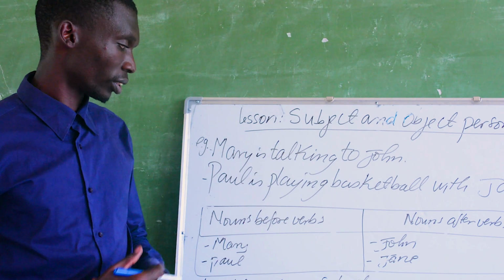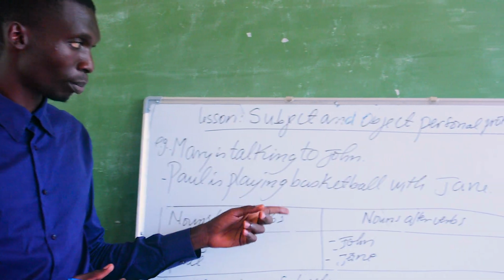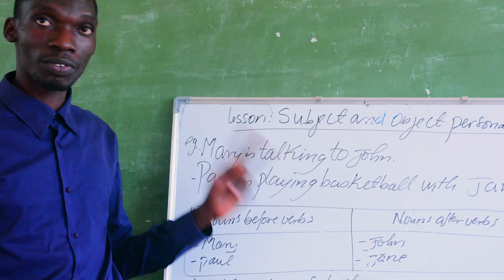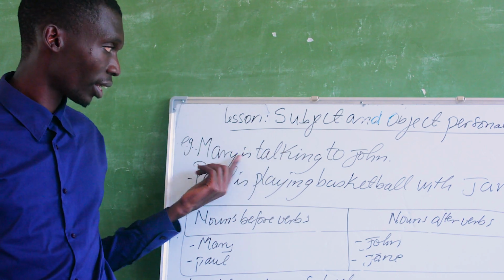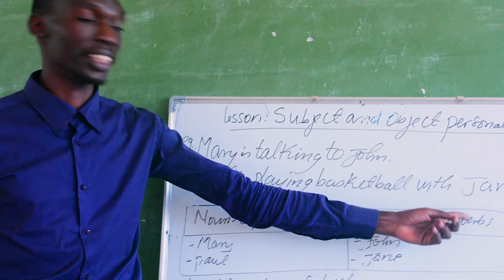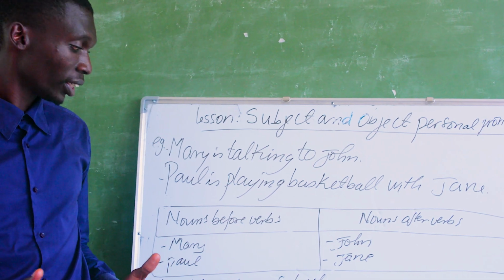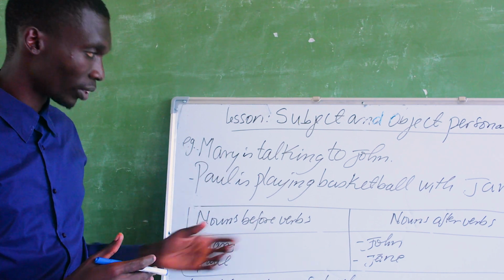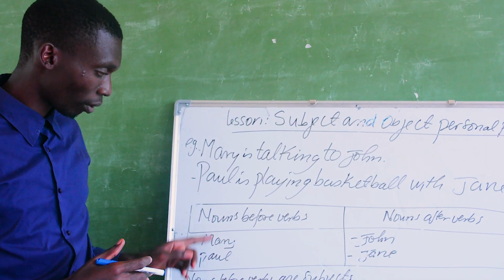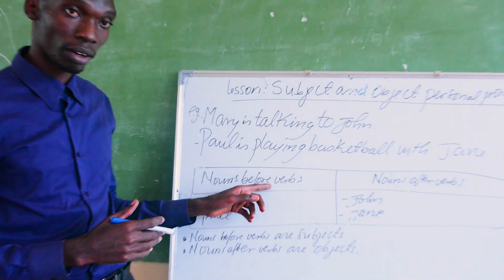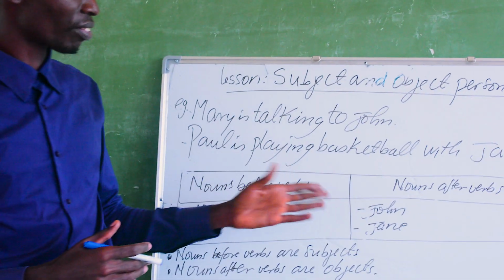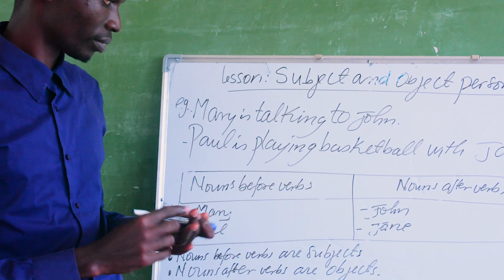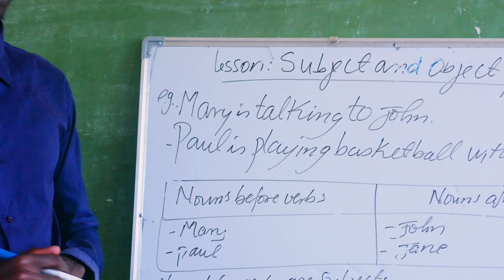Mary is talking to John. Paul is playing basketball with John. Okay? In these two sentences, we've got four nouns: Mary, John, Paul, and Jane. Are we together? So the nouns before verbs are Mary and Paul, as you see in this chart. And the nouns after verbs are John and Jane. Very good.